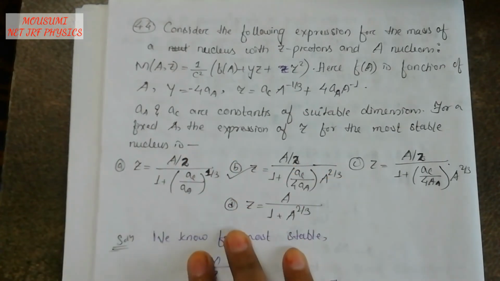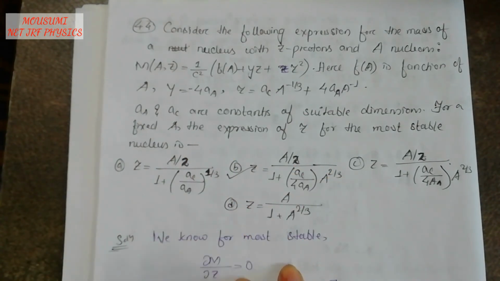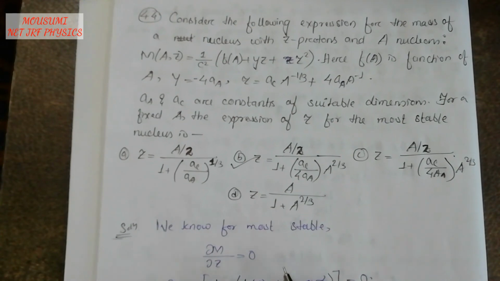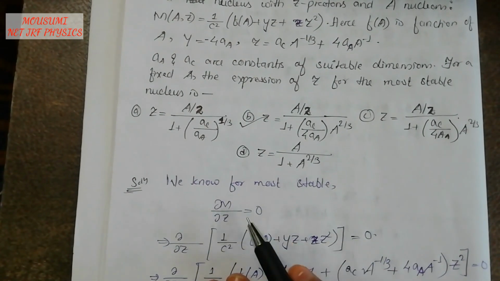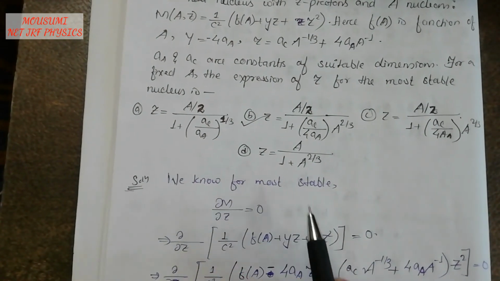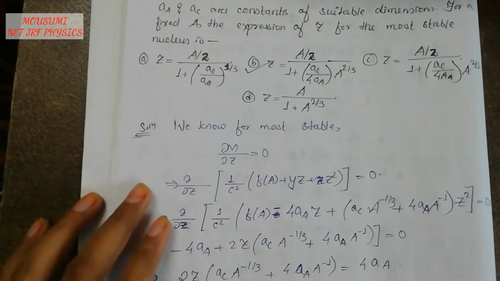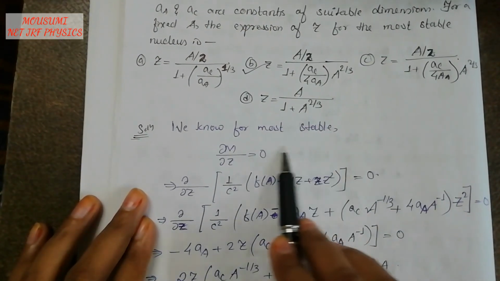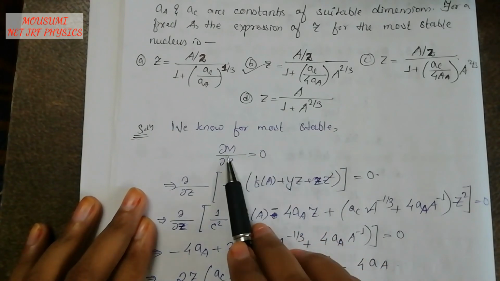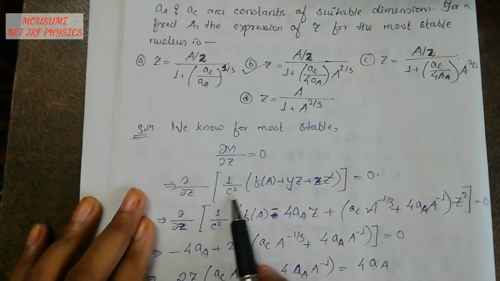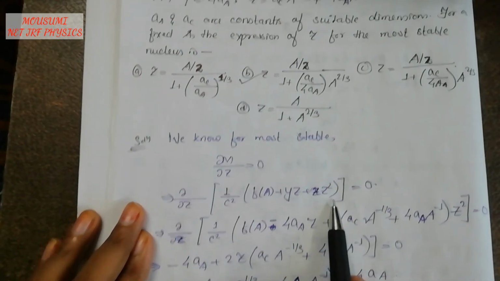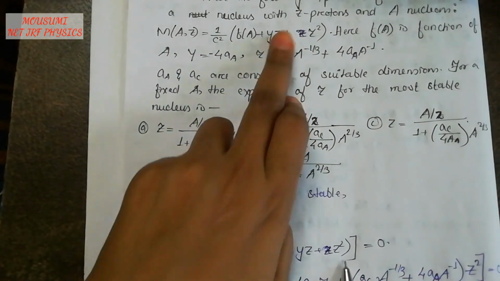So we are given 4 options. Whenever we are talking about the most stable nucleus, what we do is differentiate the expression with respect to Z and put it equal to 0. So this is what we will do here also. I have written the equation given, that is the value of M here. This is M. Now I have substituted the value of Y and Z here.